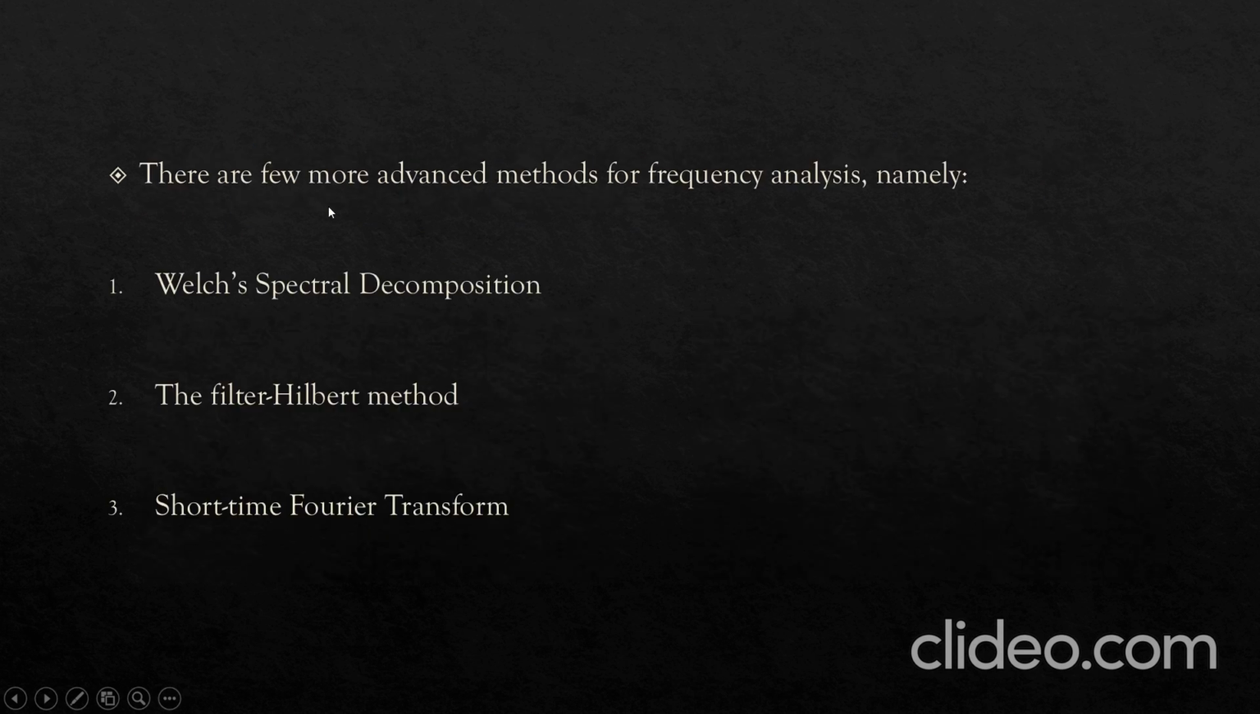There are a few more advanced methods for frequency analysis, namely Welch's spectral decomposition, in which we roughly estimate the power spectral density by dividing the data into overlapping segments. And coming to the filter Hilbert method, the Hilbert transform is applied to convert a real signal into its complex representation. While the short-time Fourier transform is basically a Fourier-related transform used to determine the sinusoidal frequency and phase content of local sections of a signal as it changes over time.